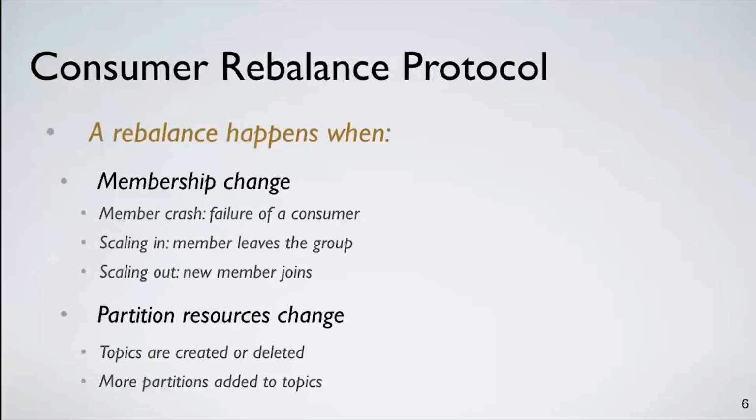Okay, a closer look into the rebalance protocol. First of all, when should we actually trigger a rebalance? As I mentioned, a rebalance can be triggered whenever anything changes in either the membership or the resources of the topic partitions. For example, when new members or new consumer instances are started within the group, a rebalance will be triggered.